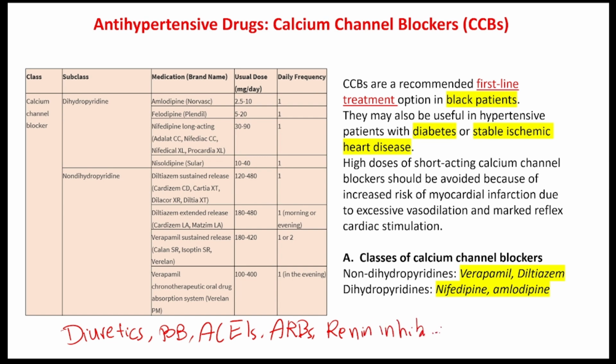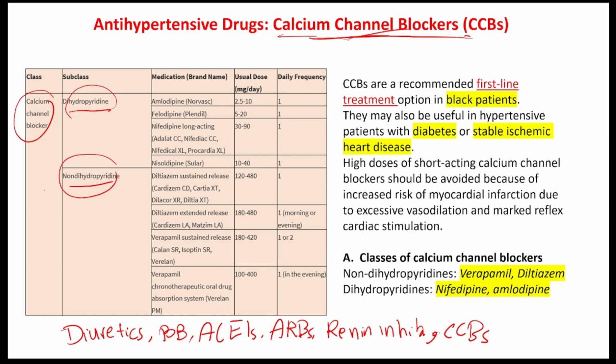Now we have another group of medication called CCB, calcium channel blockers. For calcium channel blockers we have two subgroups: dihydropyridine and non-dihydropyridine. What we need to look at here are the brand name and the generic name.